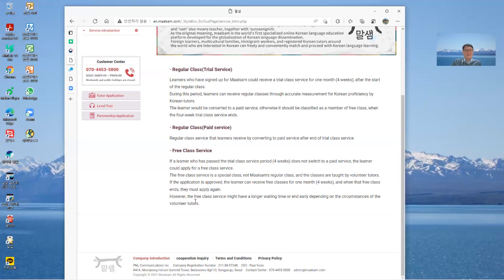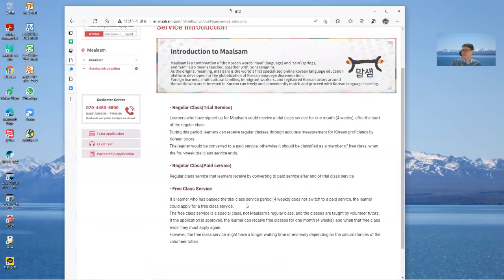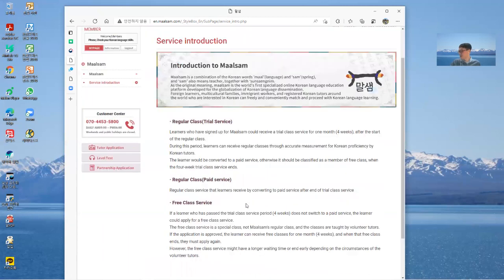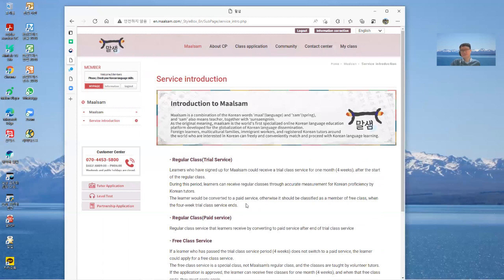However, the free class service might have a longer waiting time or end early depending on the circumstances of the volunteer tutor. Yeah, it depends on the volunteer tutor. Please understand that. Okay. Next, let's look around the tuition for all kinds of class.